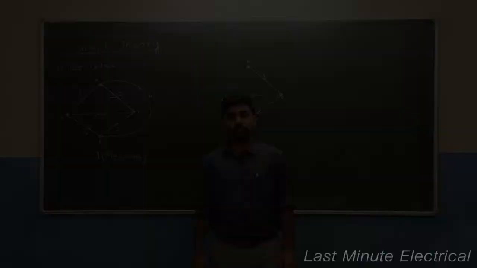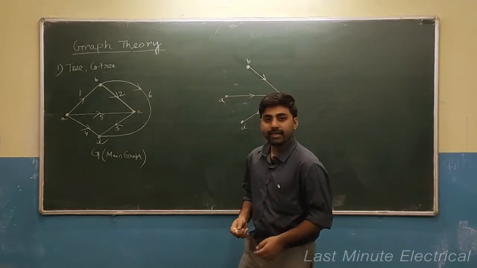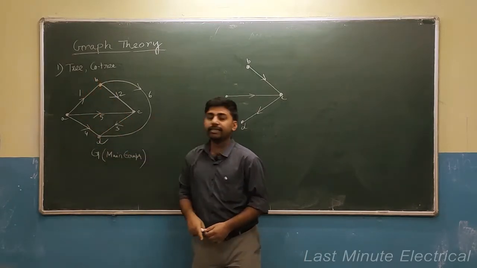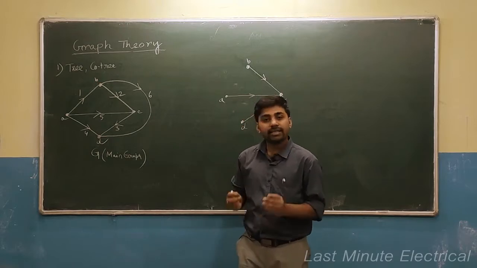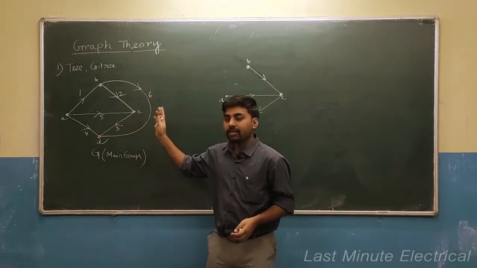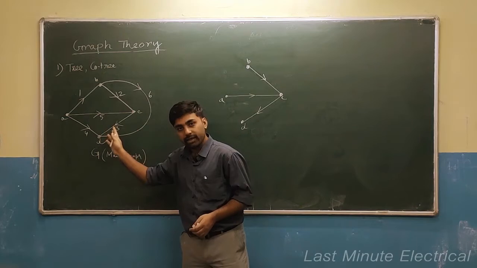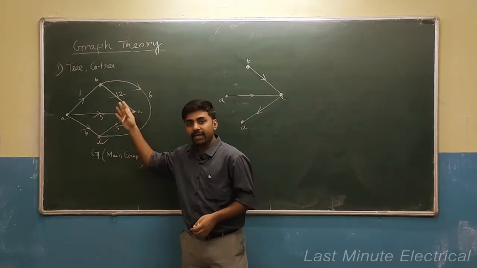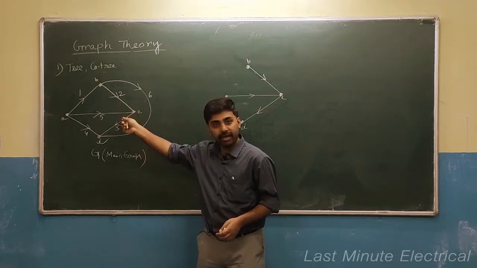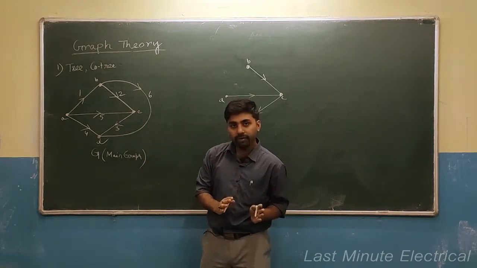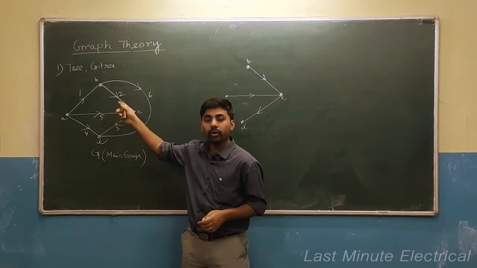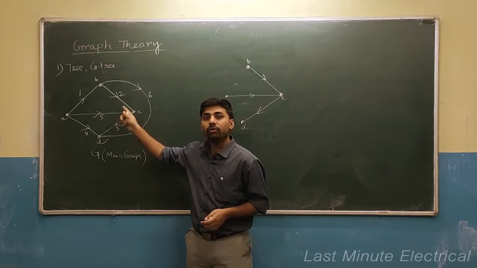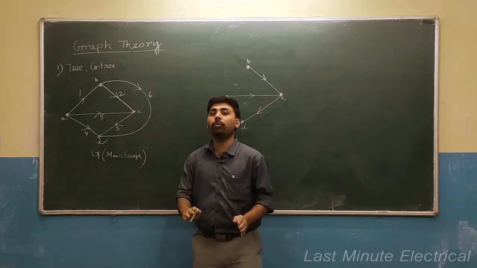Now I will discuss what is a tree and what is a co-tree. So what is a tree? A tree is a subgraph of a given graph. Just take this graph as a given graph, or reference graph, or main graph. A tree is a subgraph of the main graph which contains all the nodes of the main graph and which does not contain any loop.